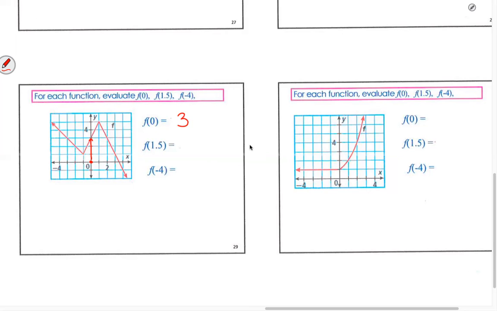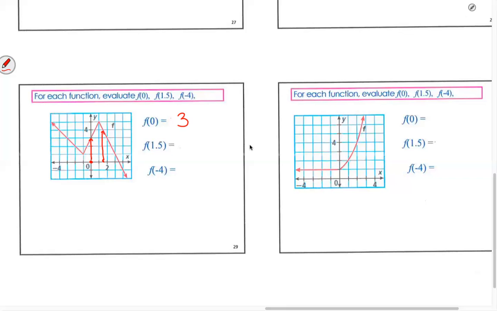AJ, what do I do for 1.5? Well, I'm just going to put a point at 1.5, which is approximately halfway between 1 and 2. Do you see that, AJ? Yeah. And then I'm just going to trace this up until I get to my graph. What number would that be?